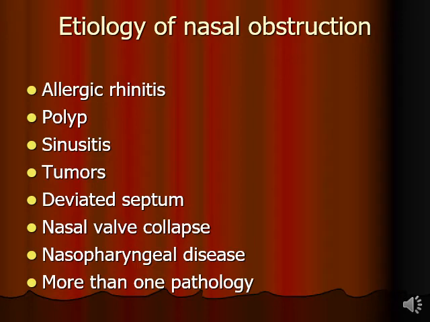But usually the patient has more than one pathology. For example, having a polyp and septal deviation together, sinusitis with allergic rhinitis, or adenoid hypertrophy with allergic rhinitis. So some patients have more than one pathology leading to nasal obstruction.